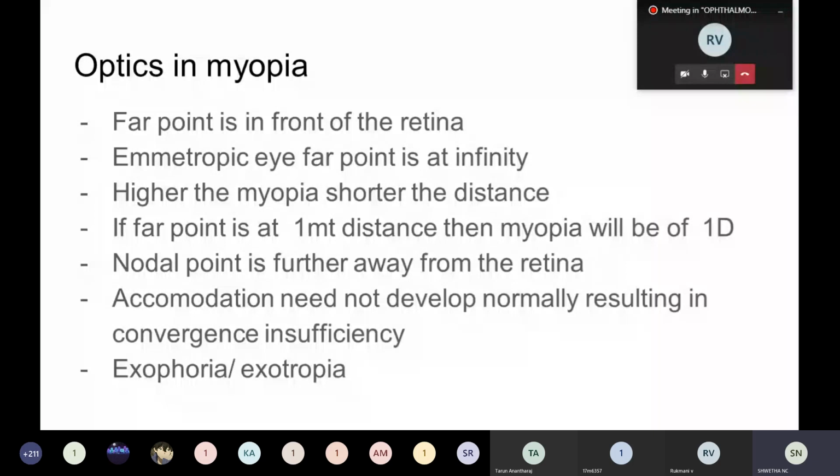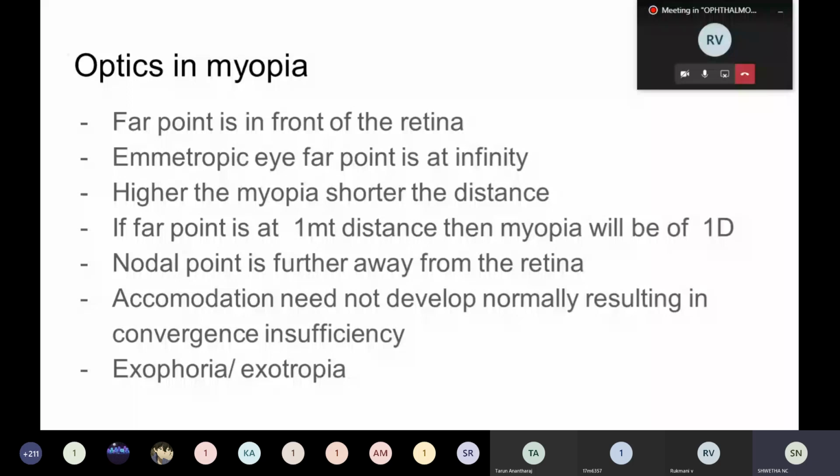In patients with myopia, especially with accommodation, they do not exert more accommodation, so they result in convergence insufficiency. What is the reason they develop convergence insufficiency? Because the accommodation will not develop normally, the convergence which normally develops along with it is not there. So the patient will have convergence insufficiency, and may later develop a latent exophoria or exotropia. Tropia means manifest, phoria means latent.